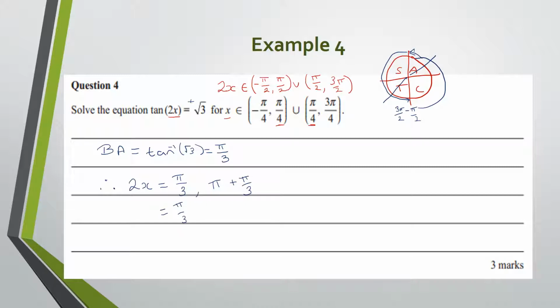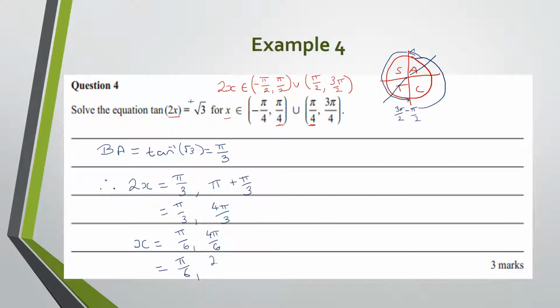So our first solution is just going to be pi over 3, and our next solution will be found by going to pi and adding on pi over 3. We can simplify these values, so we'll get pi over 3. Pi is the same as 3 pi over 3. Add it together, it gives me 4 pi over 3. Finally, we need to divide everything by 2, which will give me pi over 6 and 4 pi over 6.